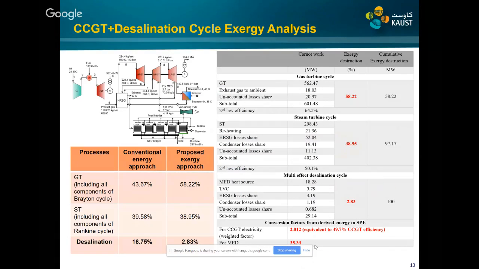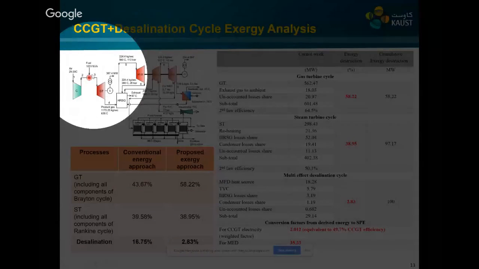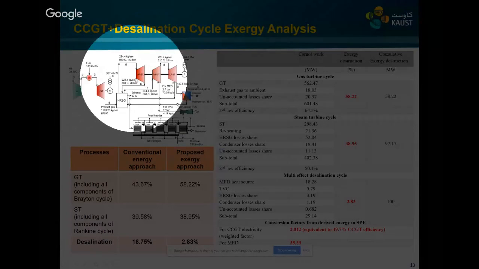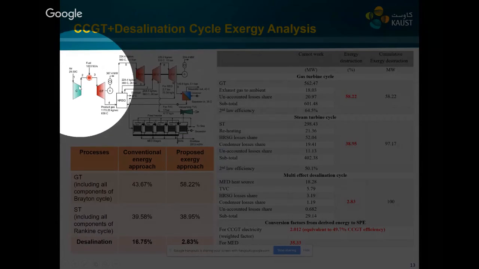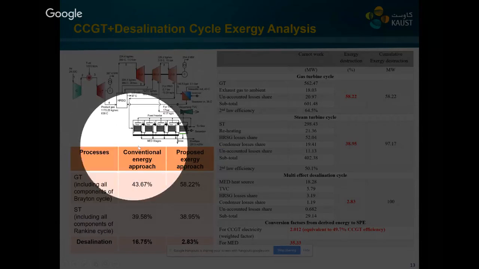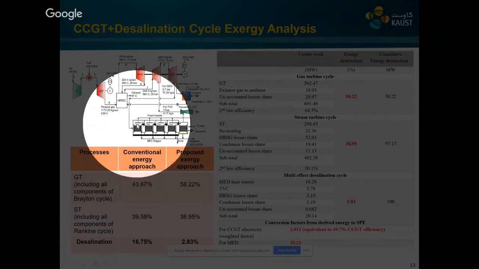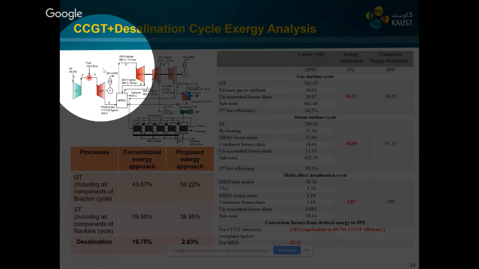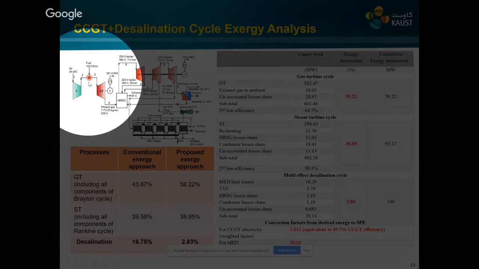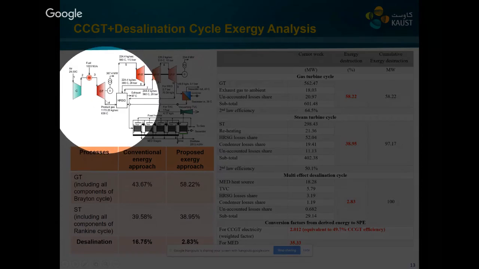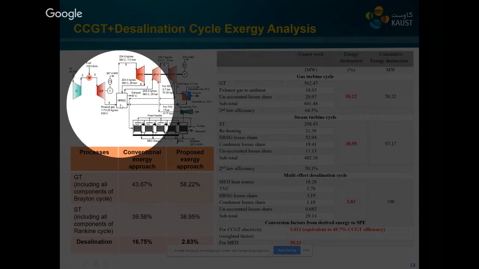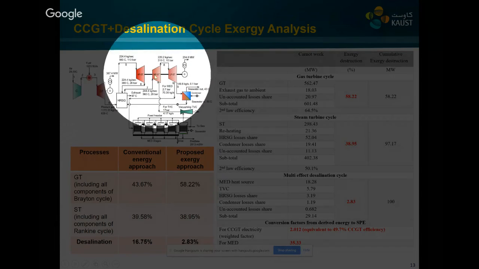So to do this, we considered a real practical case. In the real system, normally it's a combined cycle power plant, where there's a gas turbine cycle, a steam turbine cycle, and a desalination cycle. This desalination cycle can be a thermal system or an RO system. Initially, the fuel is supplied to the combustion chamber, where electricity is produced in the gas turbine, and the exhaust of the gas turbine is recovered in a heat recovery steam generator to produce steam. And this steam is supplied to the steam turbine cycle.